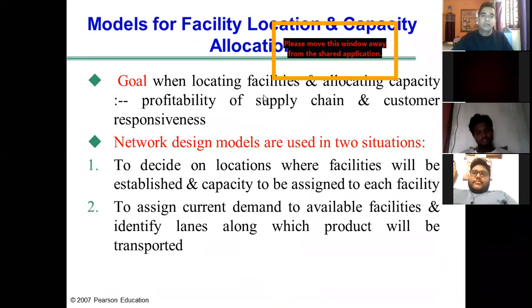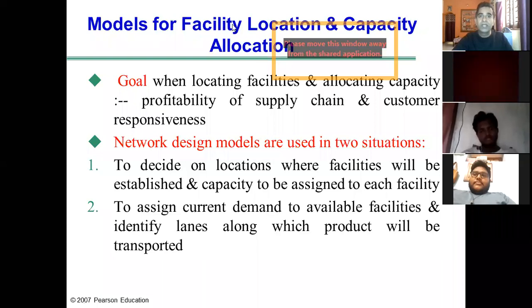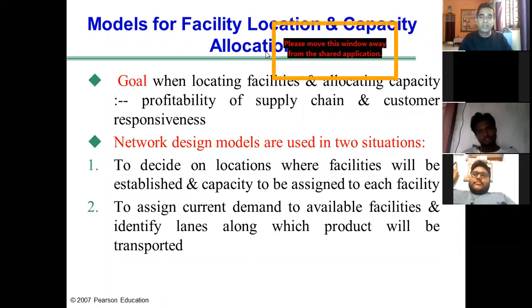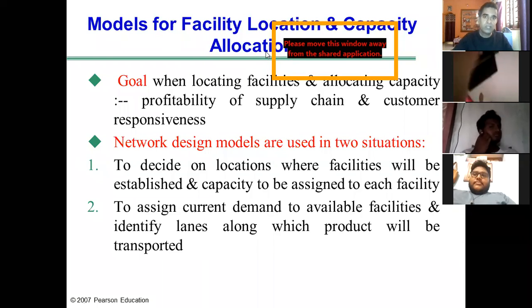Now, related to the previous model, we are going to learn some models for facility location and capacity allocation. I'll explain the meaning. Please pay attention. Meaning of facility location and capacity allocation: say it is a global company that wants to satisfy customer needs across the globe, for example in Africa, Europe, Asia, as well as America. So they should have multiple facilities.